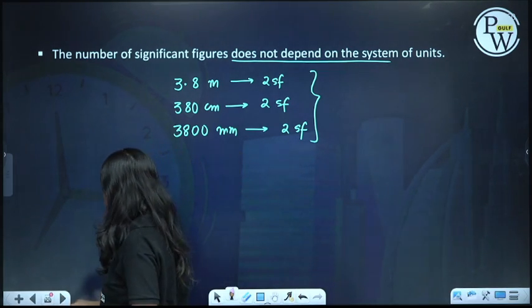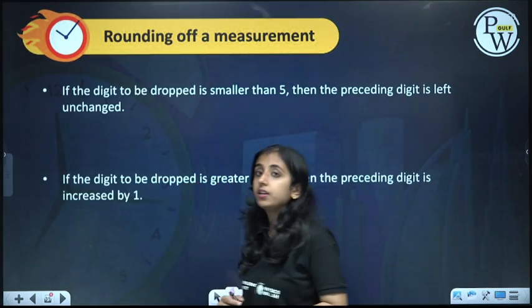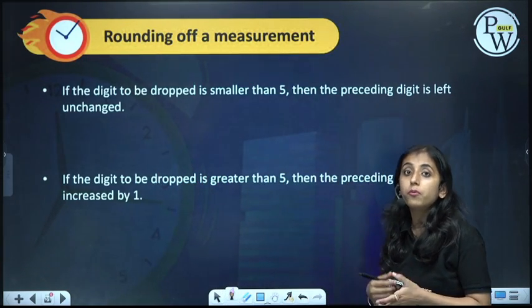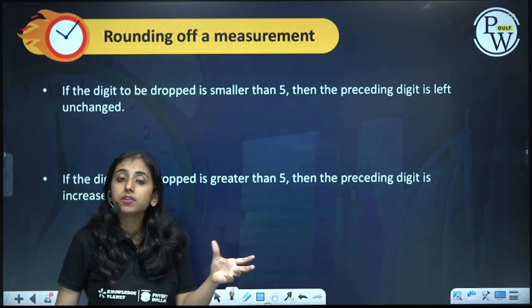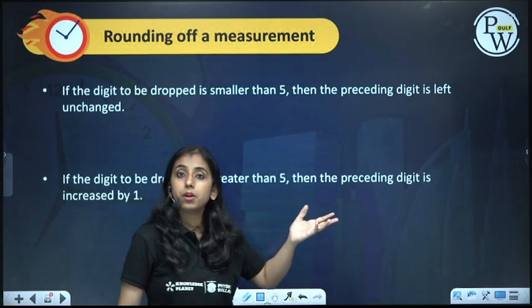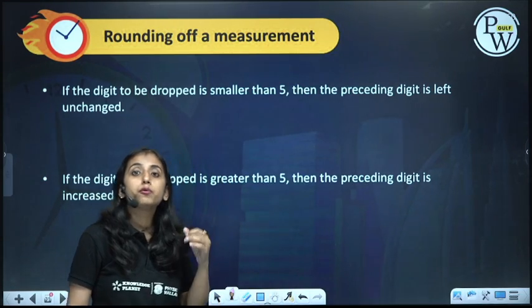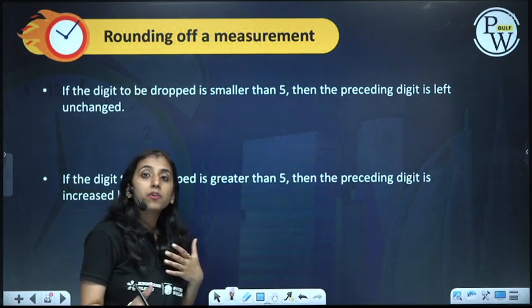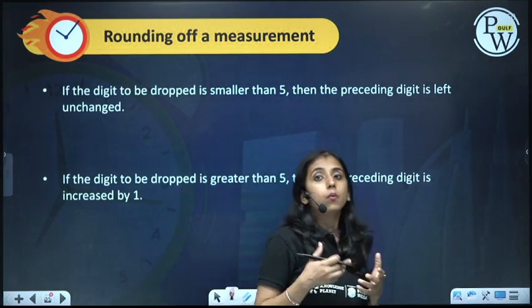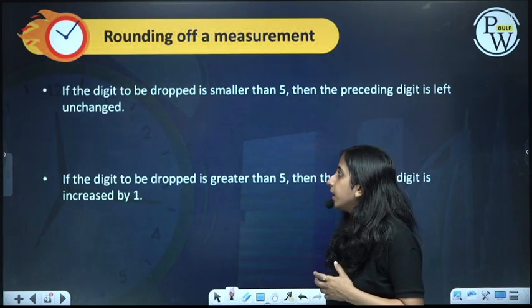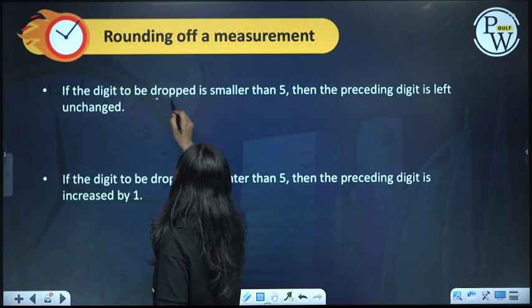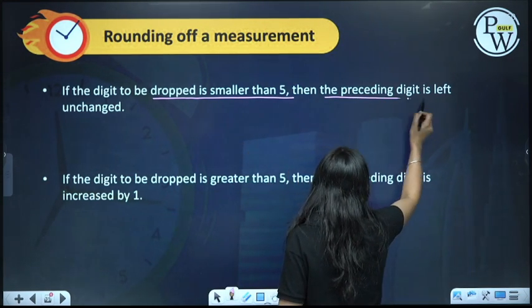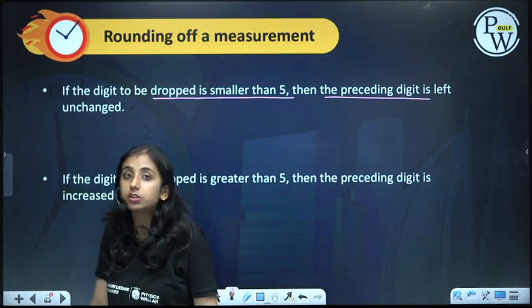Now let us see rounding off. We have to round off a measurement to 3 decimal places, or round off this number to 4 significant figures. So whenever we round off a number, what are the rules? If the digit to be dropped is smaller than 5, then the preceding digit is left unchanged.